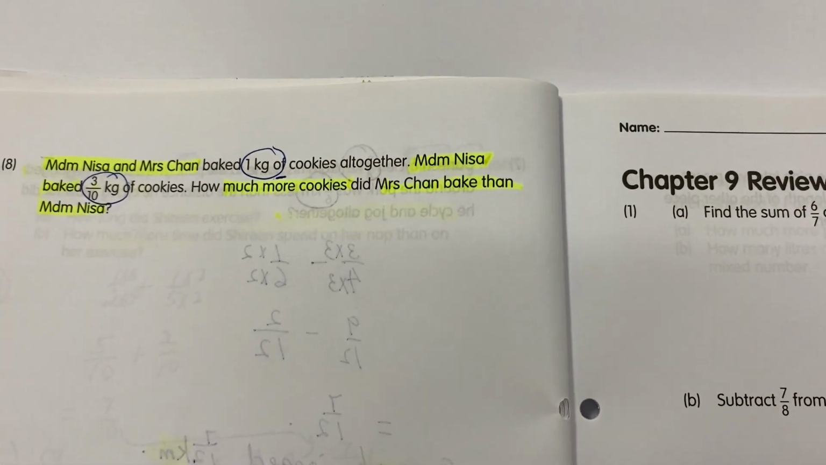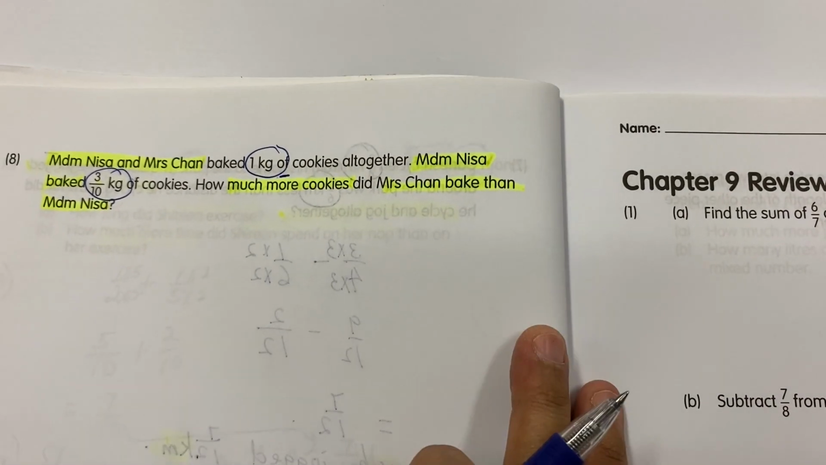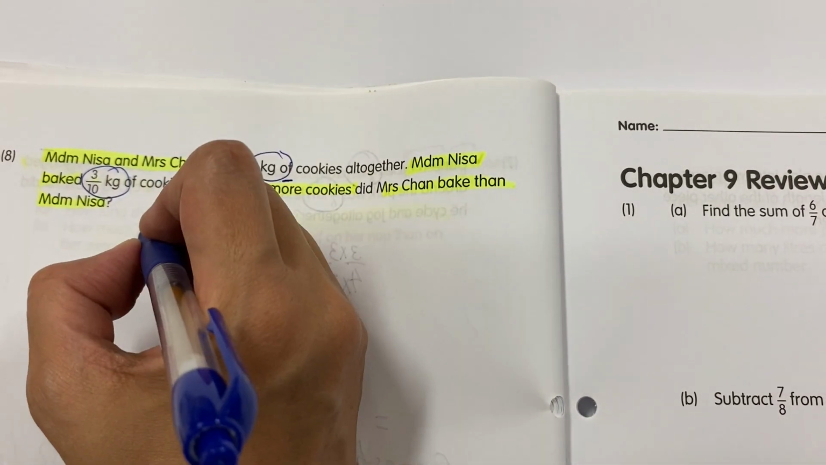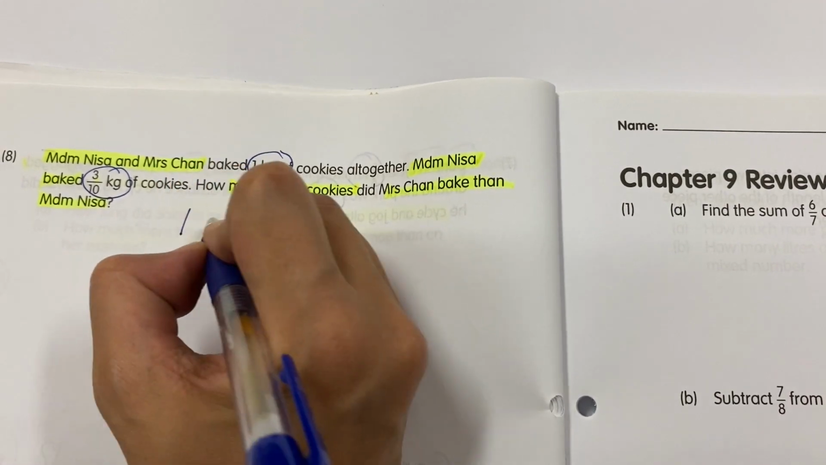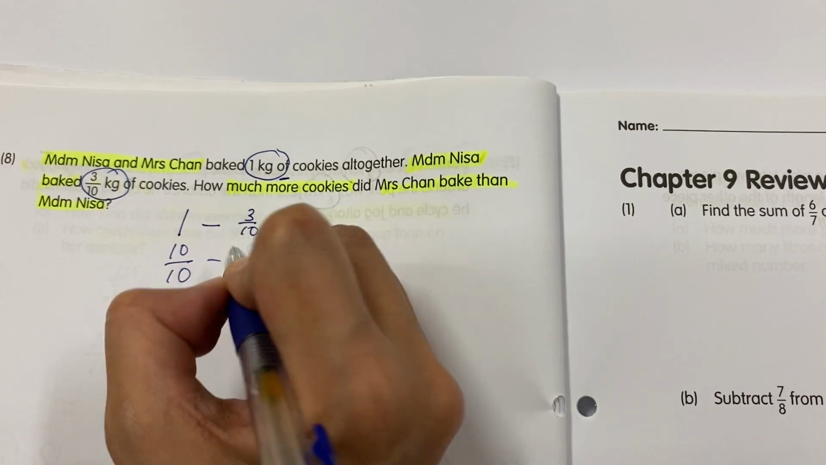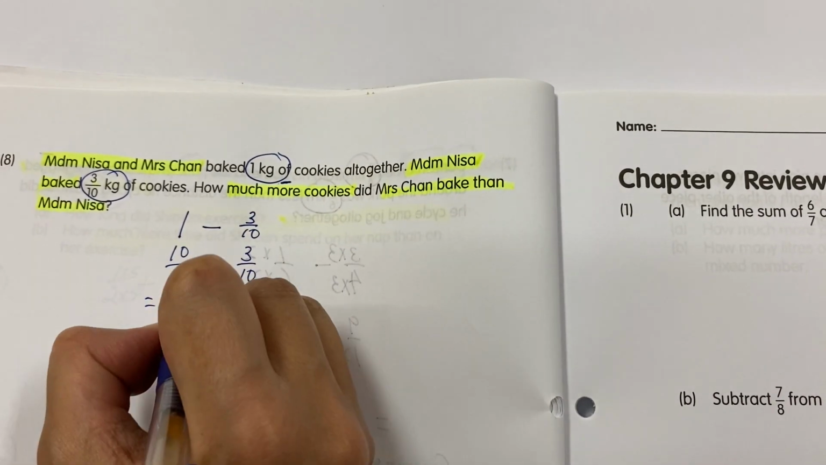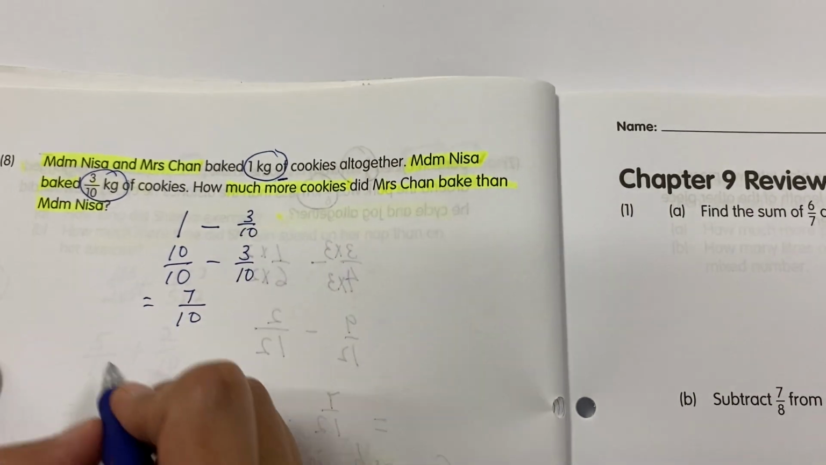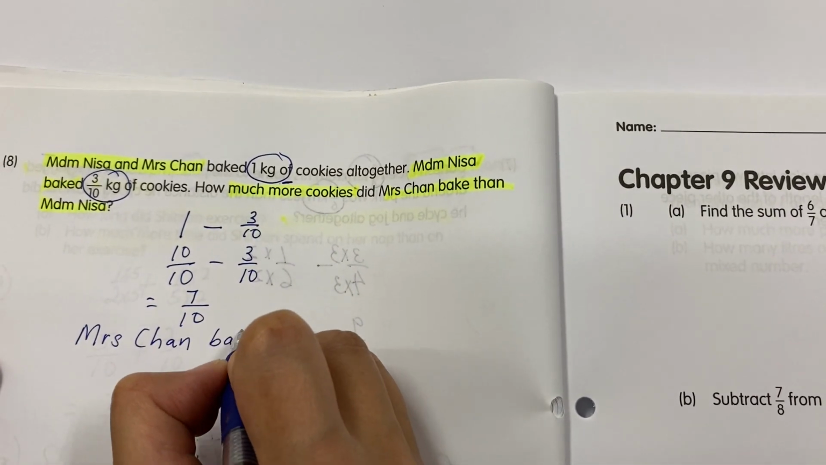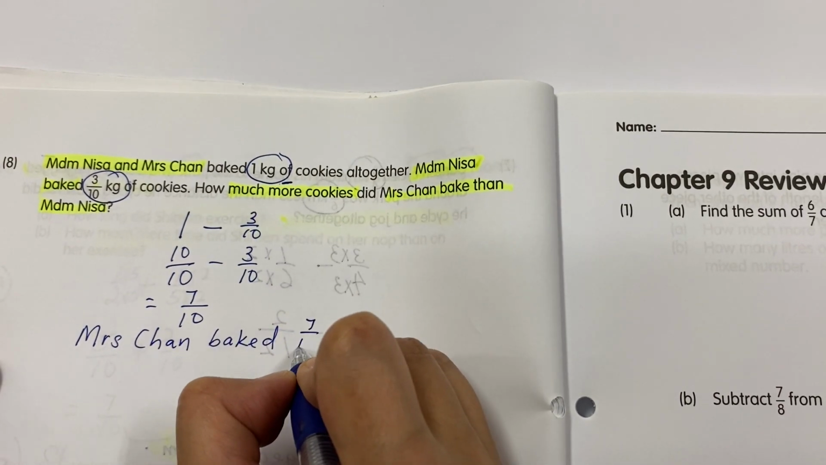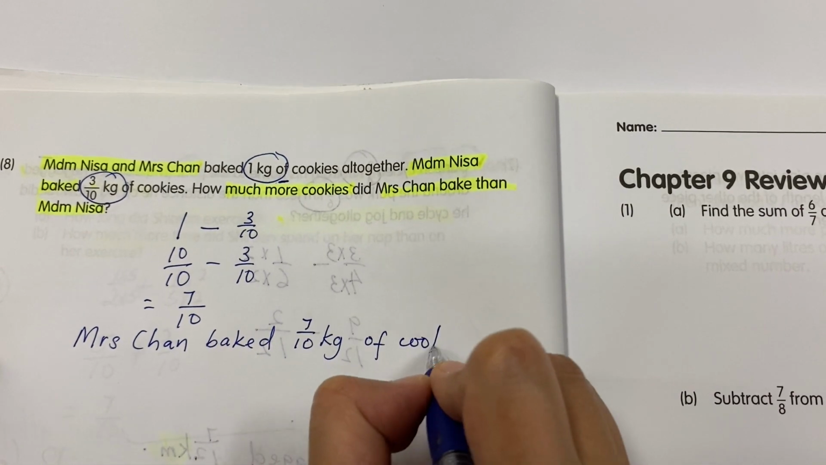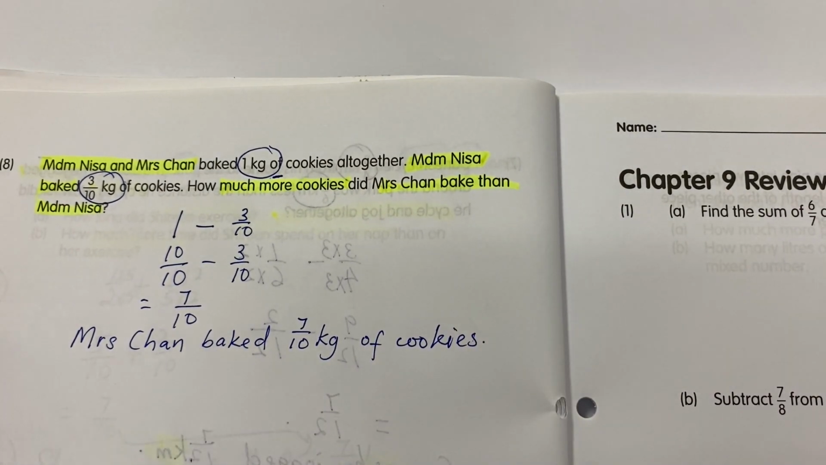So I know that I need to find out how much cookies did Mrs. Chan bake first. Okay, so here I have to take 1, take away 3 out of 10. This one is 10 out of 10, take away 3 out of 10. So I know that Mrs. Chan baked 7/10 kilogram of cookies. Okay, so that's the first part.